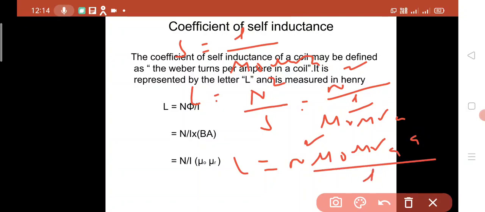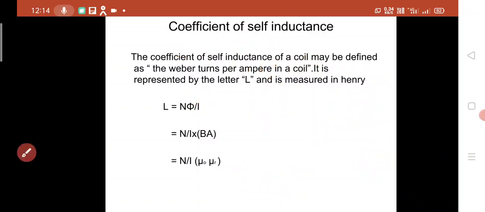So L is equal to N square mu naught mu r A by L. So the unit is Henry. The self inductance in terms of physical dimensions of the coil, L is equal to N square mu naught mu r A by L. This is the self inductance formula.